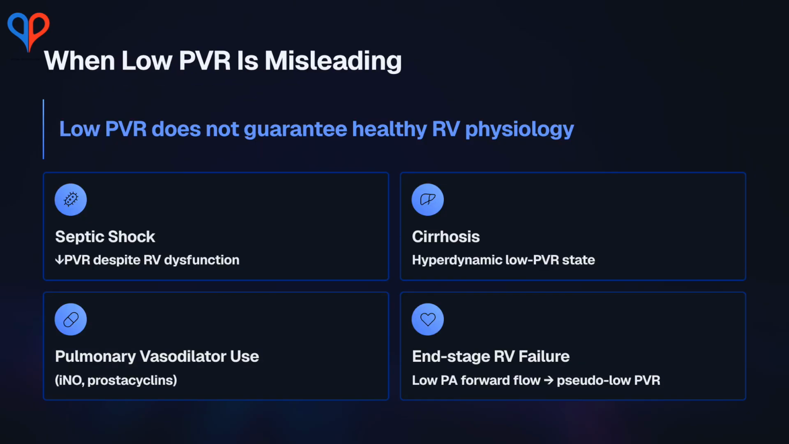Low PVR can also be misleading. Septic shock reduces PVR through vasodilation, even if the RV is struggling. Cirrhosis produces a chronic high-flow, low PVR state. Pulmonary vasodilators artificially lower PVR. In end-stage RV failure, forward flow collapses so severely that calculated PVR appears low. This pseudo-normal value does not reflect the underlying pathology.